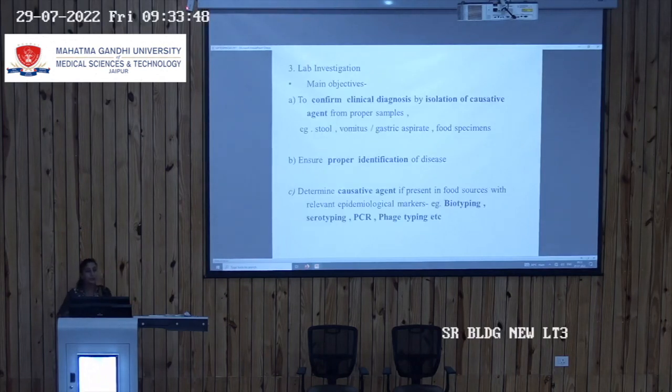In the lab, the diagnosis is confirmed by taking samples like stool sample, sample of vomitus or gastric aspirate, and food specimens, that is, the suspected food the patient has consumed, that sample is also taken. Ensure proper identification of disease, and determine the causative agent if present in food sources with epidemiological markers. So biotyping, serotyping, PCR, and phage typing are done to identify the causative agent.